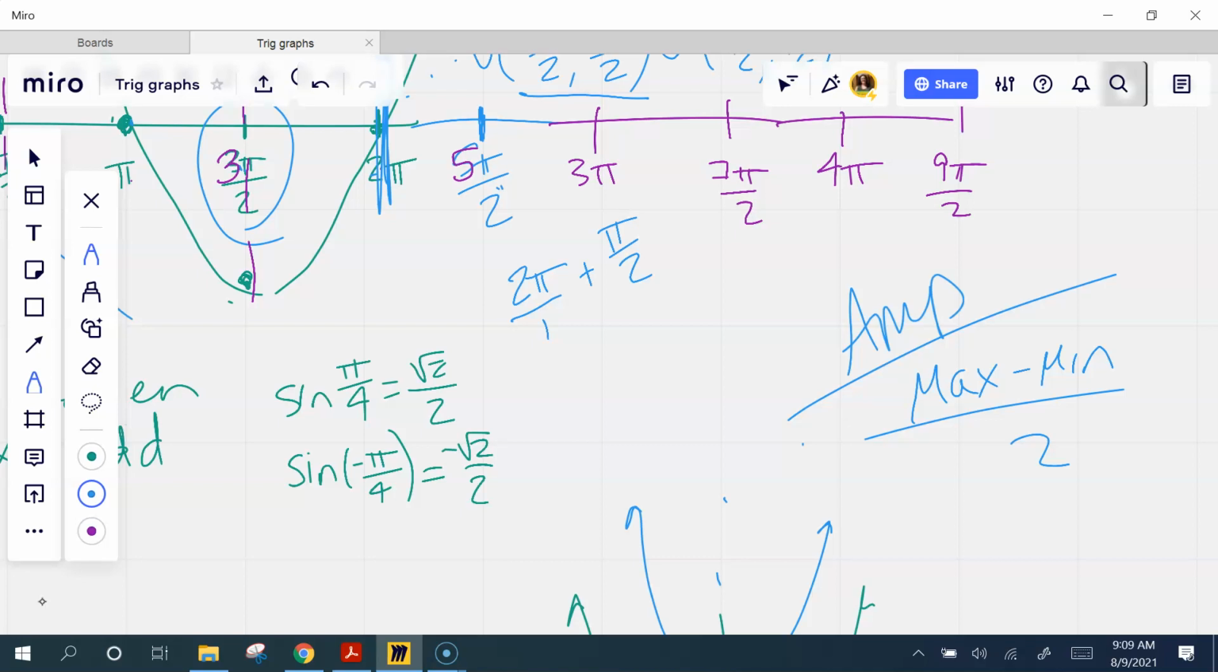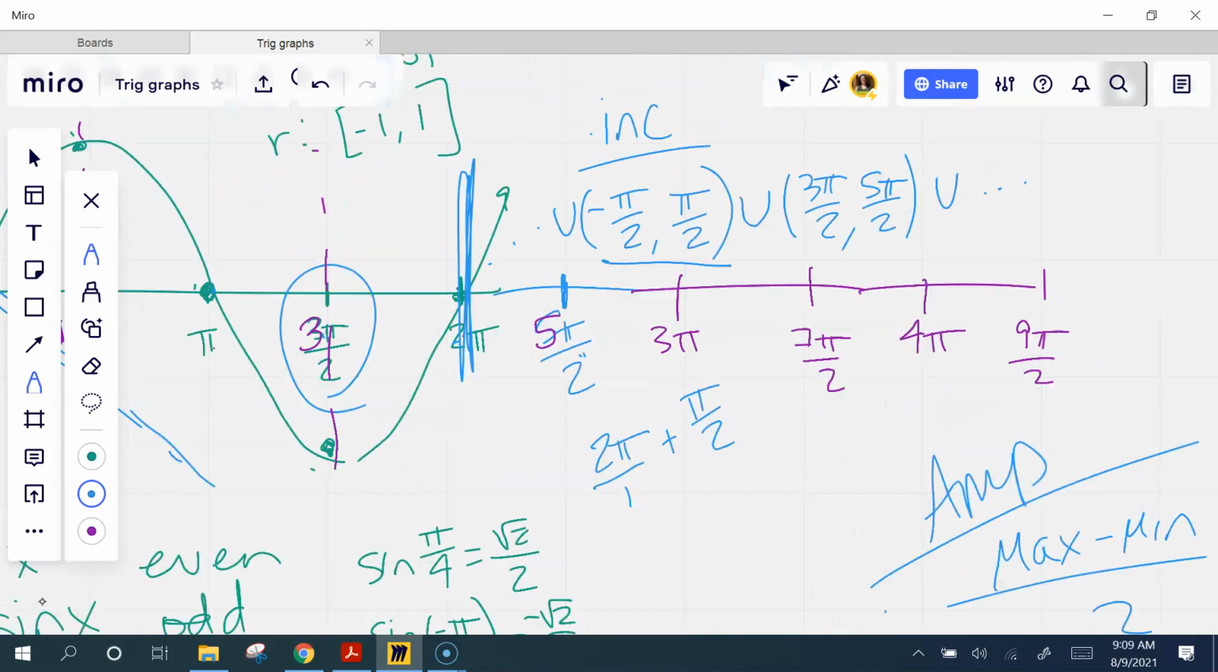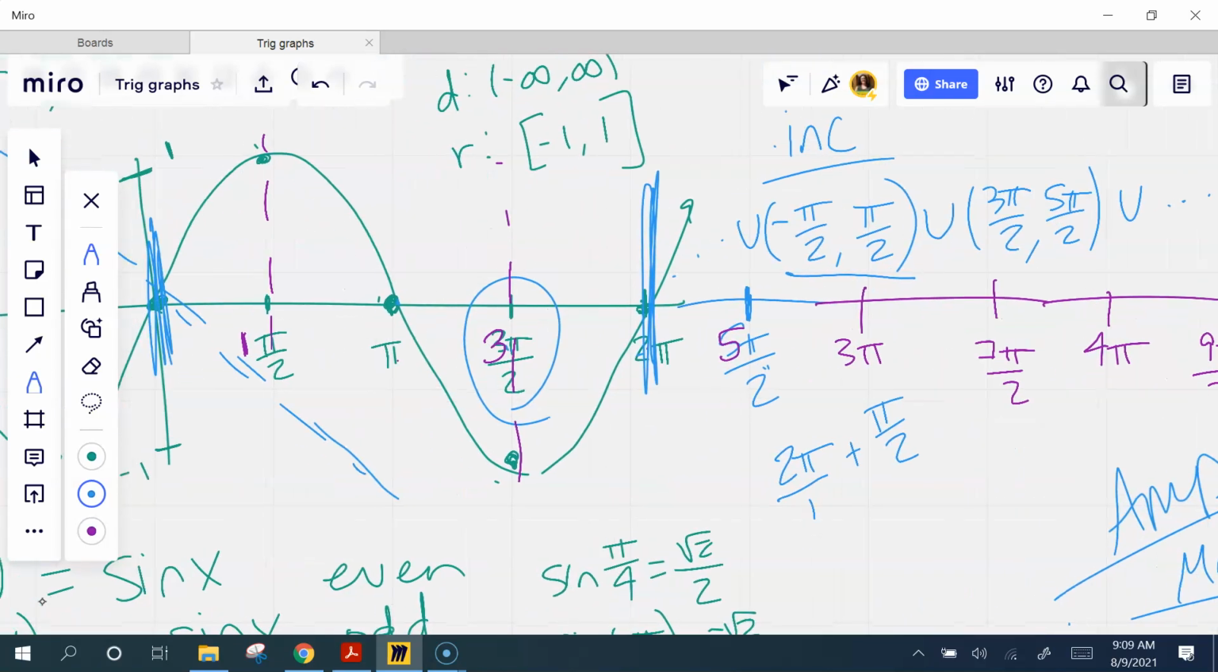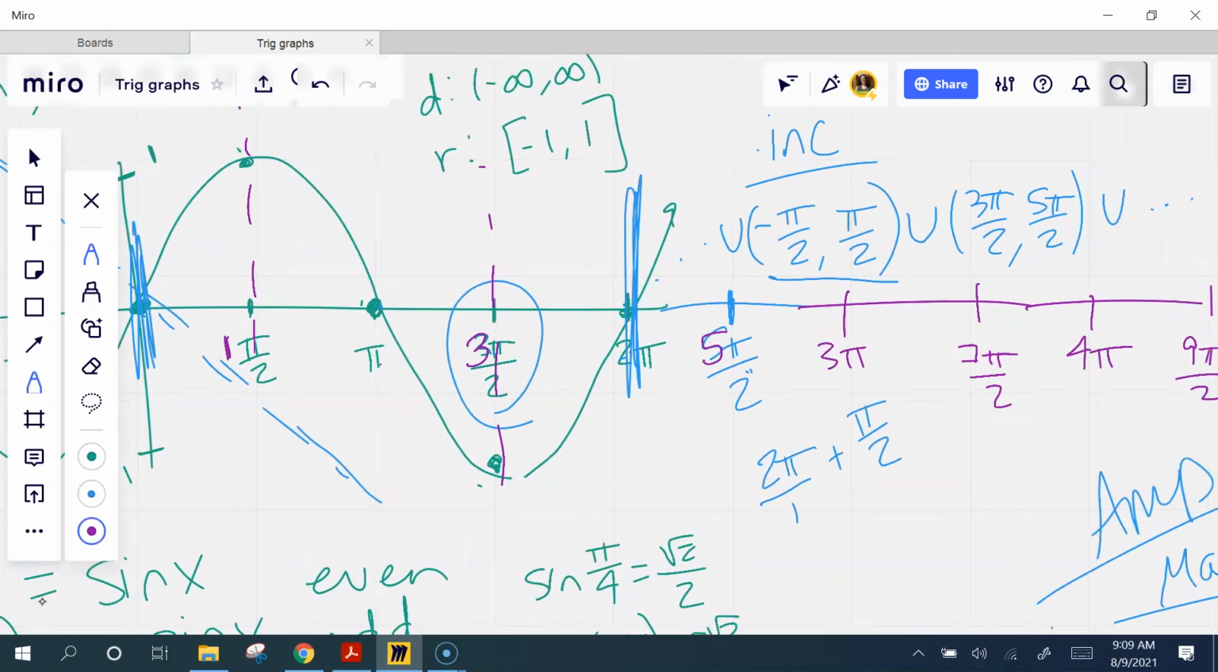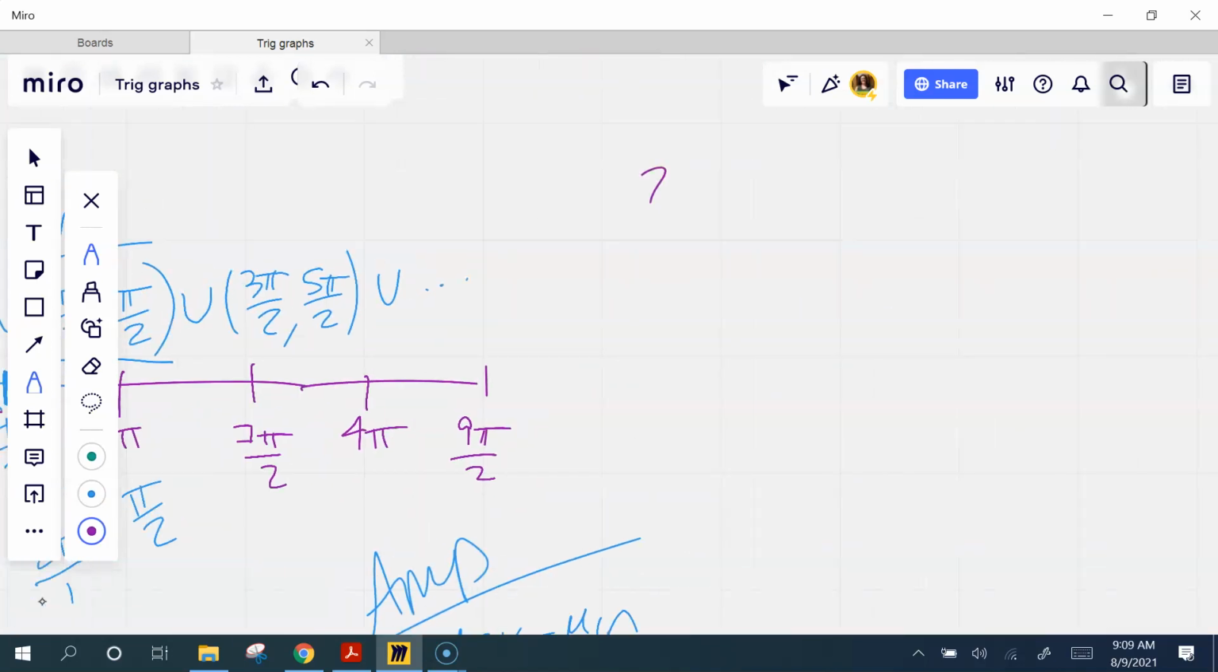Zeros mean where it hits at 0, right? Okay, so zeros, and y'all remember how critical these points were in Algebra 2. Zeros are where everything happens, right? All right, what are the zeros here? There's 5 on this graph, but they have a pattern. So let's list them first and let's see what happens.